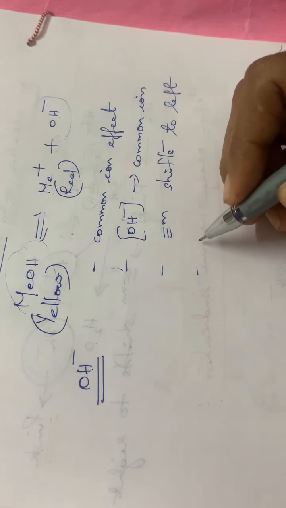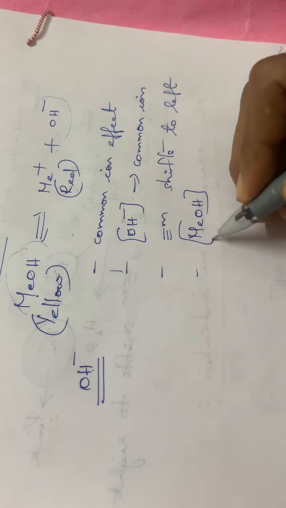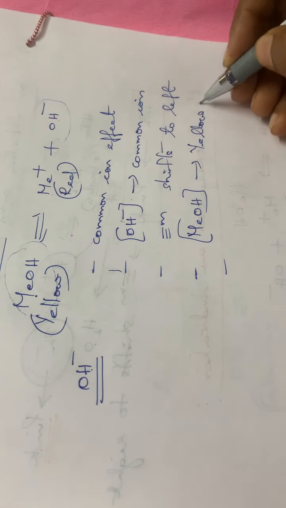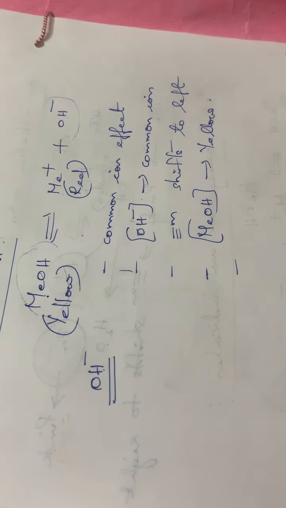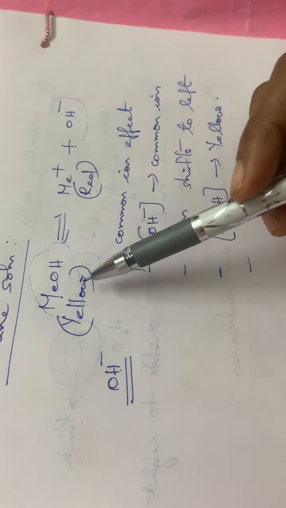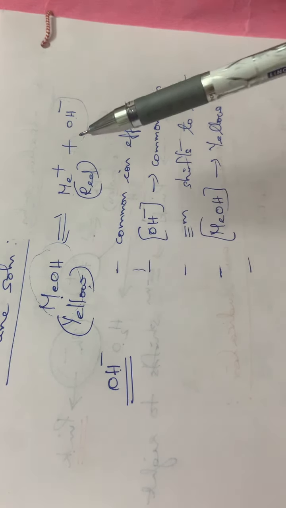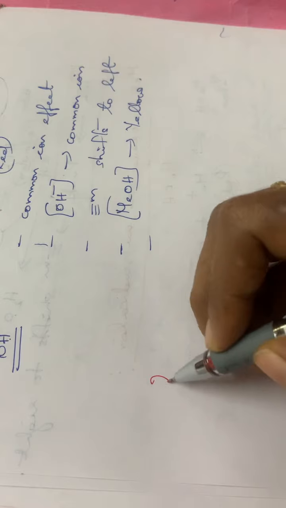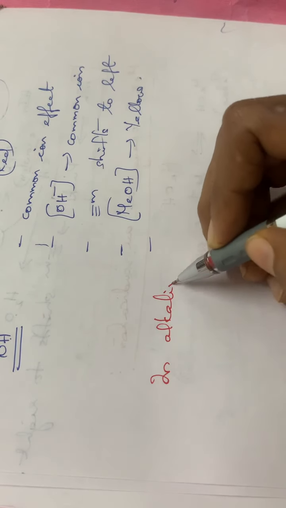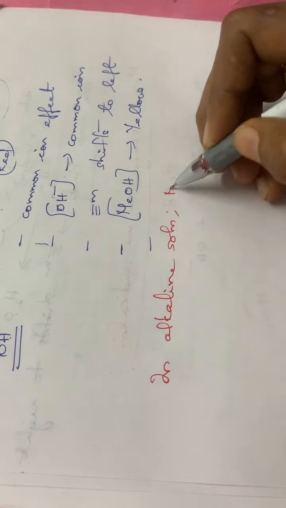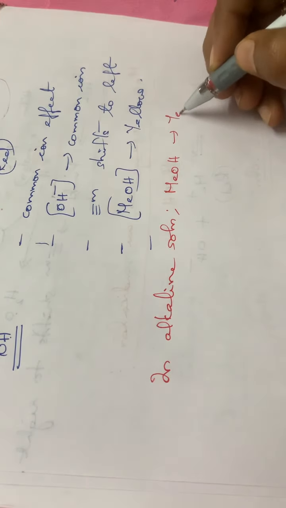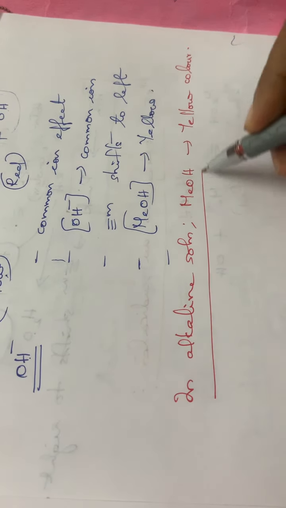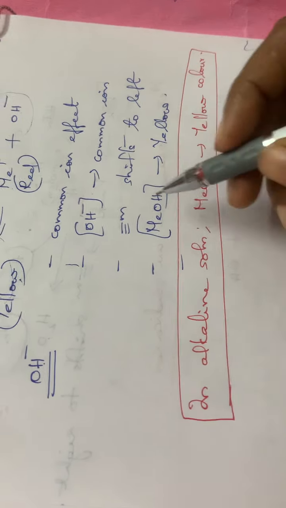That means MeOH will be present in that particular solution. And also, what about the color of MeOH? It is yellow in color. Okay, so in alkaline solution, this methyl orange will be giving a yellow color, while in acid medium, this methyl orange will be giving a red color. Okay. In alkaline medium or in alkaline solution, MeOH will be giving yellow color. So this point also you have to note down, and also the explanation.